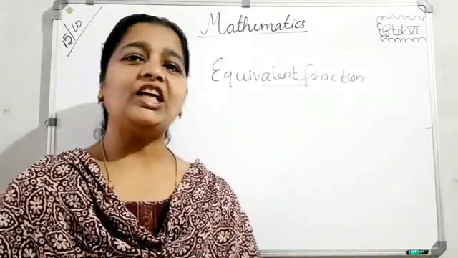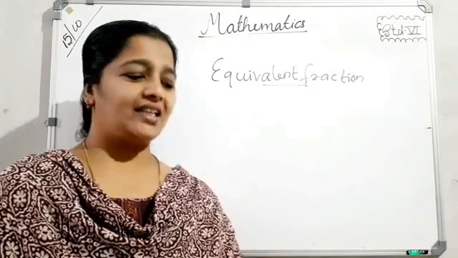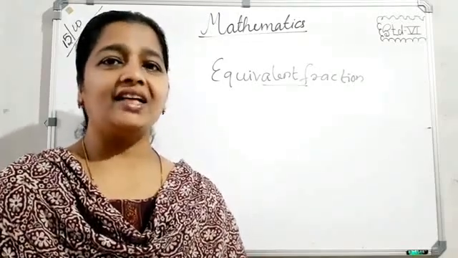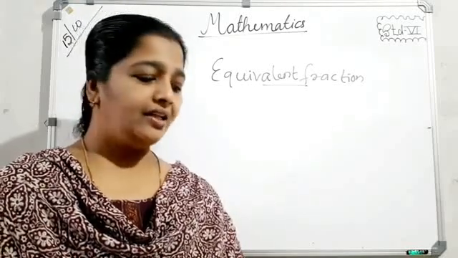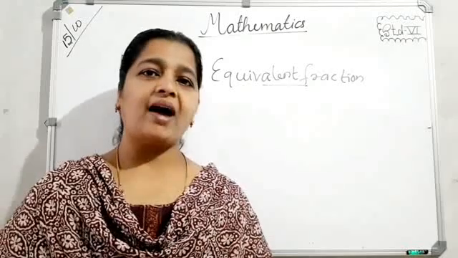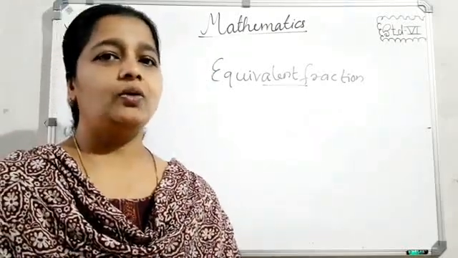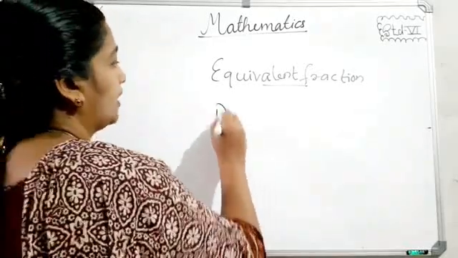Understand? The topic is equivalent fractions. What is an equivalent fraction? To find an equivalent fraction of a given fraction, we can multiply or divide the numerator and denominator of the given fraction by the same number. Multiply or divide. So first we use multiplication. Very simple question.